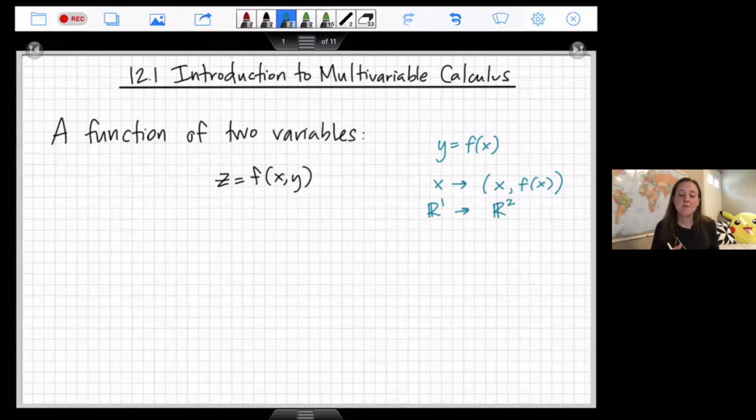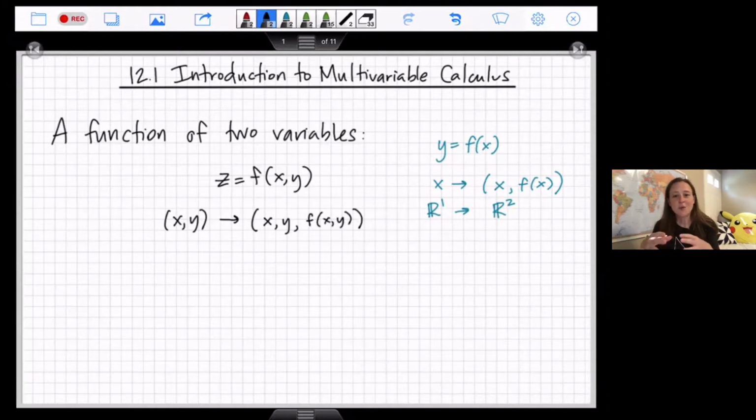So these functions of two variables are going to move that a step further and map R2 into R3. So these functions are going to take as their input some point x comma y, and they're going to map it to a point x comma y, and the z coordinate is going to be defined by this function f of xy. Okay, so just like f of x was another name for y, now f of xy is another name for z. So just kind of an easy example, let's write down something that might be a function of two variables.